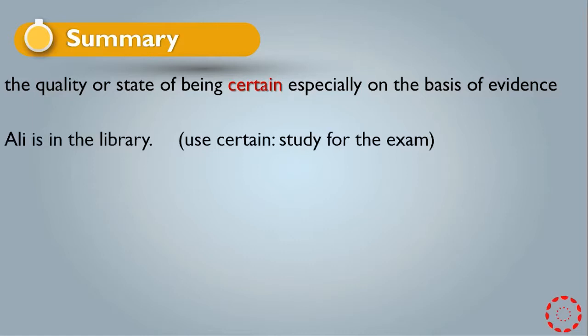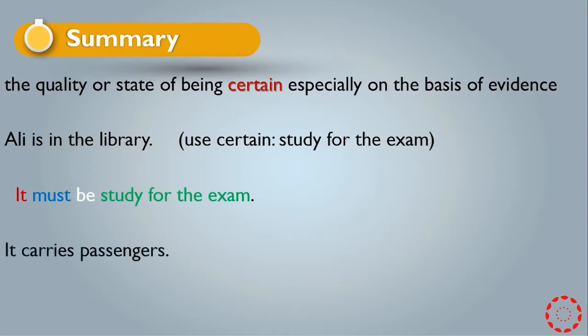Ali is in the library. It says use certain, study for the exam. So the sentence became, it must be studying for the exam. That's why Ali is in the library, because he must be studying for the exam. It carries passengers.